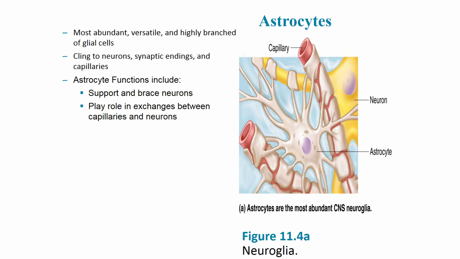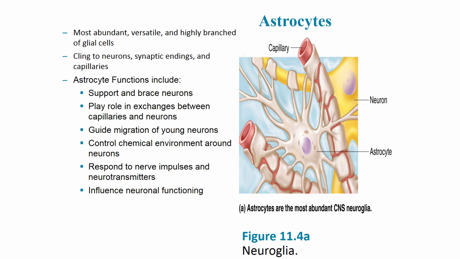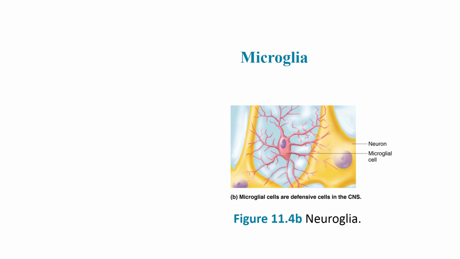As a matter of fact, the astrocyte makes the blood-brain barrier or supports the blood-brain barrier, and they guide the migrations of young neurons. They control the chemical environment around the neurons. They respond to nerve impulses and neurotransmitters, and they influence neuronal functioning. They also participate in information processing in the brain.